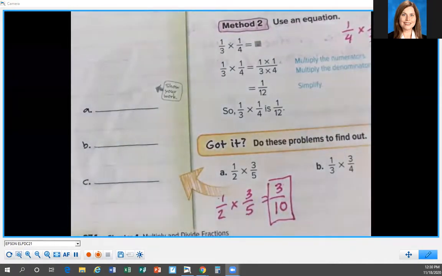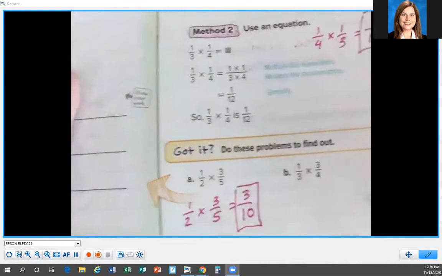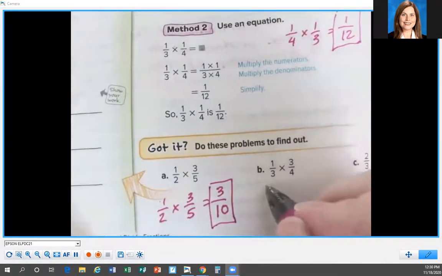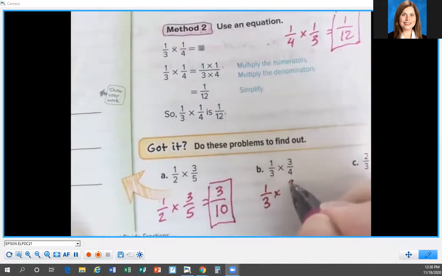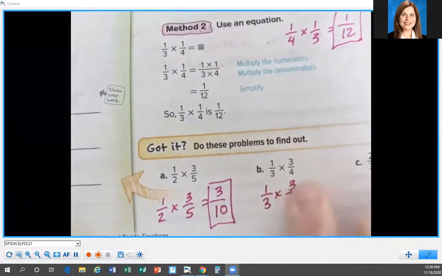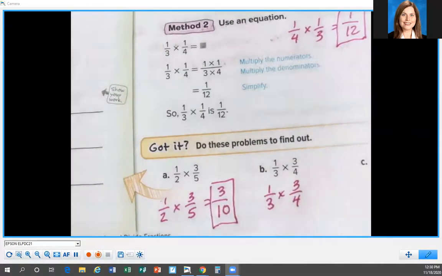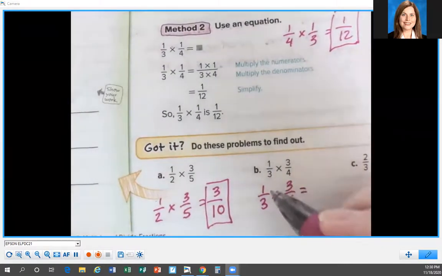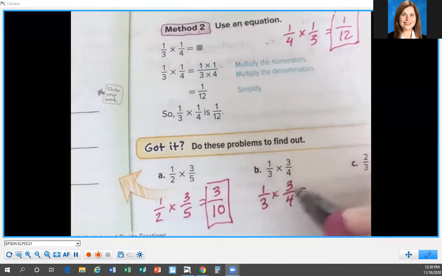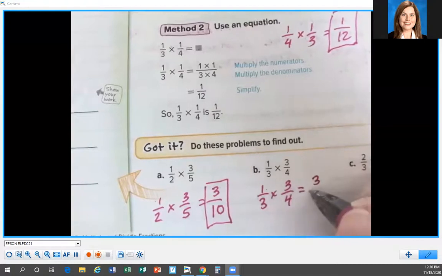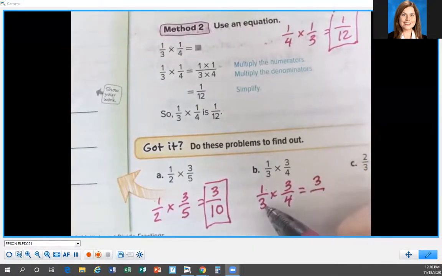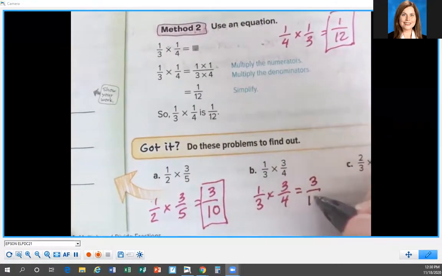Okay, letter B, we have 1/3 times 3/4. So it's just 1/3 times 3/4. We're going to talk about cross canceling on the next page. So if you already know how to cross cancel, just put that on pause for a moment. We're going to come to that on the next page. Okay, so right now we're just doing numerator times numerator. 1 times 3 is 3, and 3 times 4 is 12.